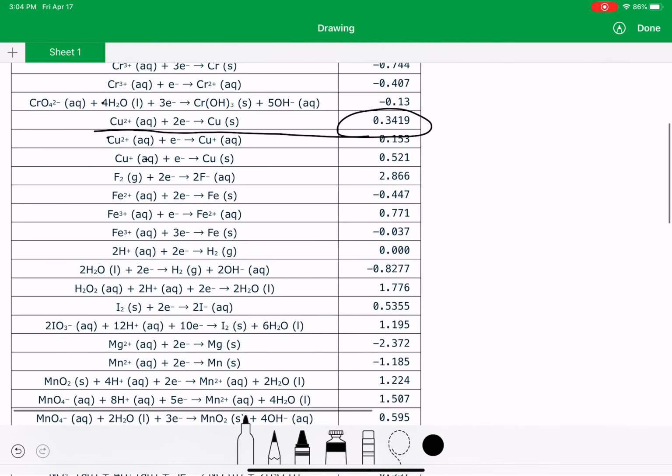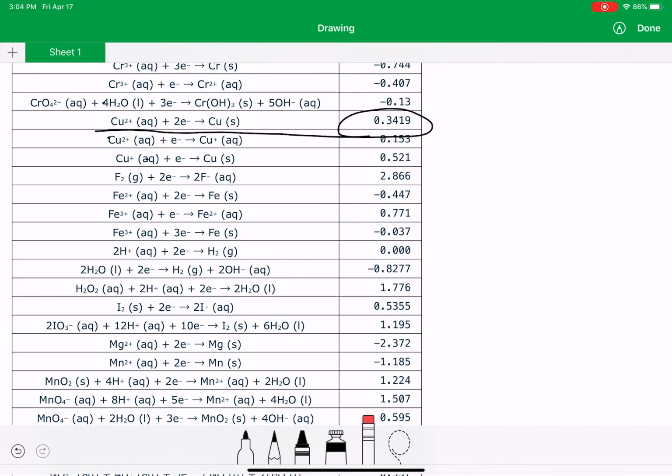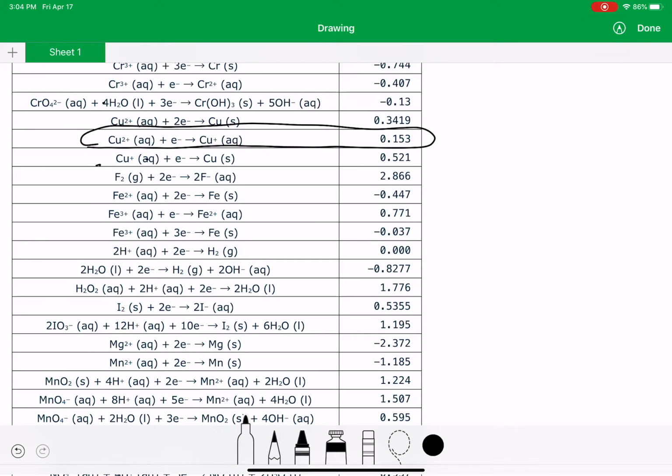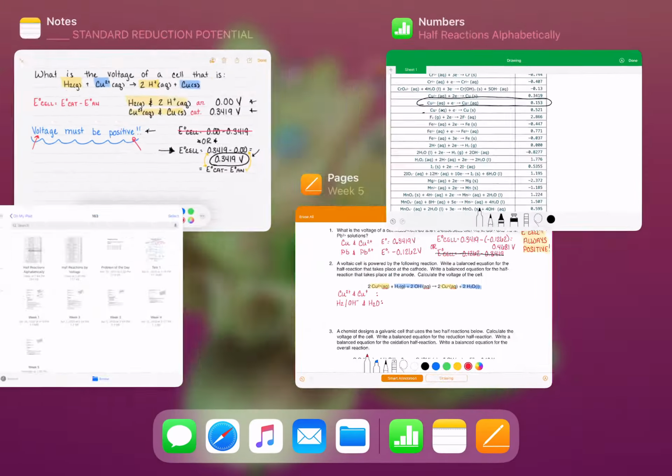Copper, we're looking for copper 2+ and 1+. So at least we have a different copper this time. And it looks like our copper reaction that we want is right here. It has the 2+ and the 1+ ion, and so that is 0.153.